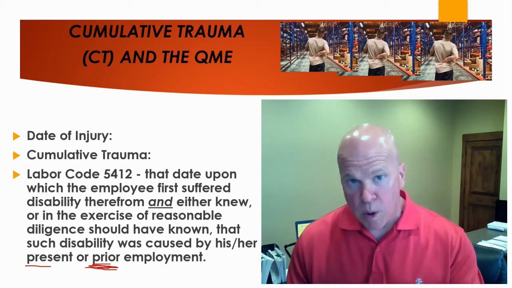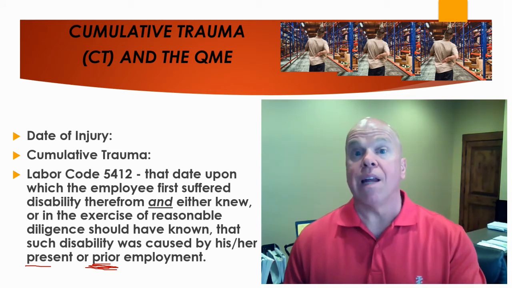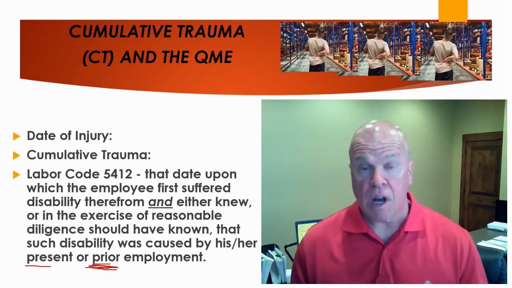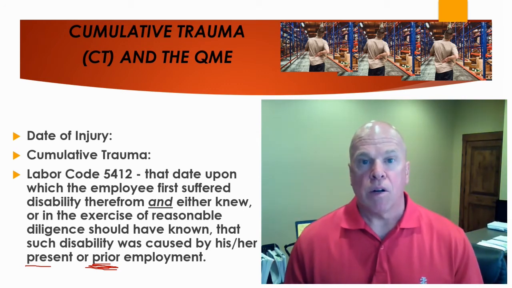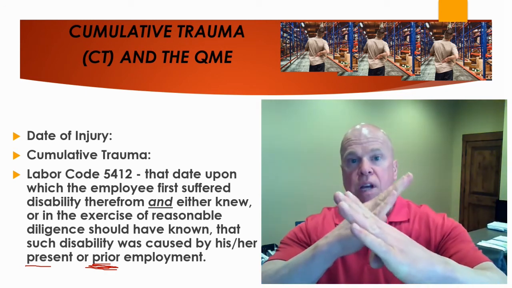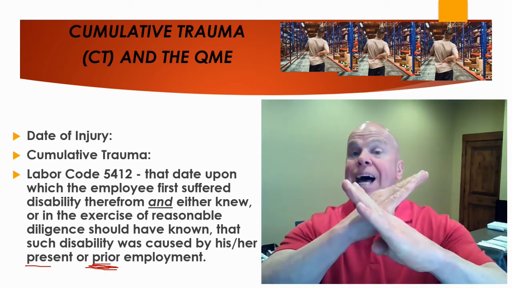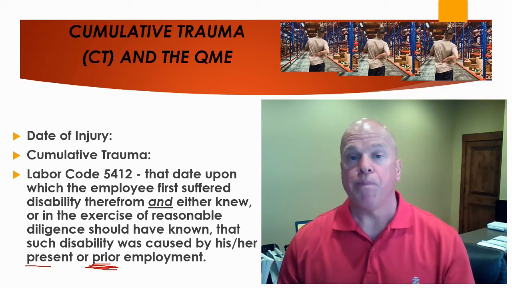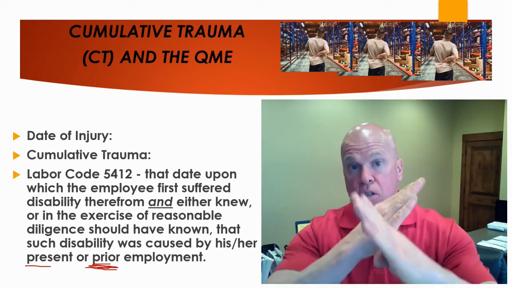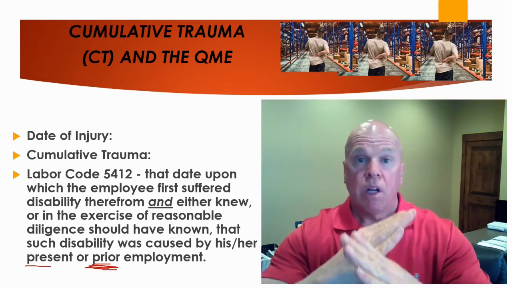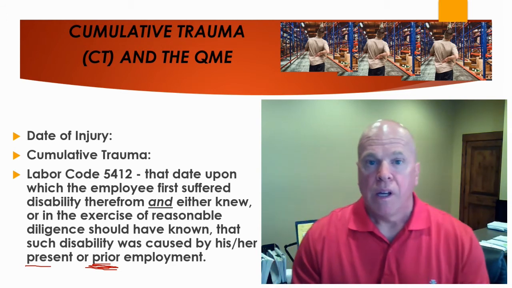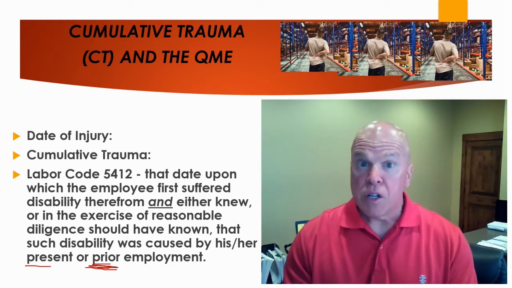And it's at that point in time that the employee gains the knowledge that the disability that they're suffering is caused by their present or their prior employment. So these two factors have to coincide and collide. There has to first be disability, and then later there is the knowledge of the disability. It's where these two dates intersect that determines the date of injury.